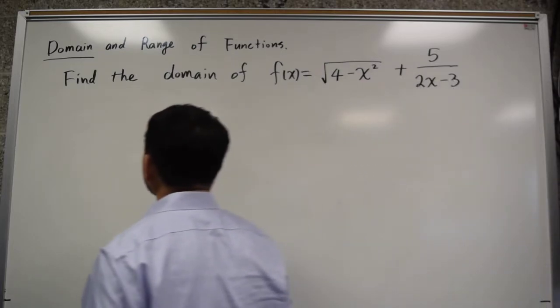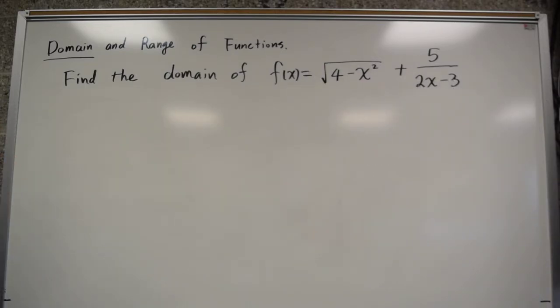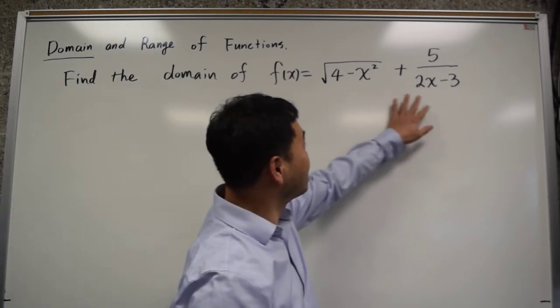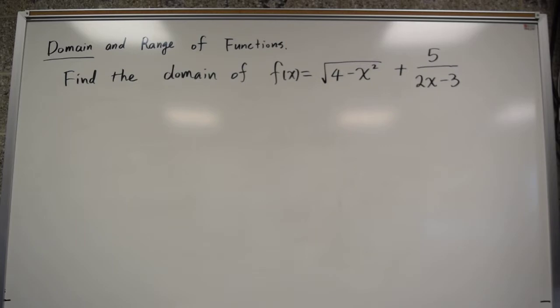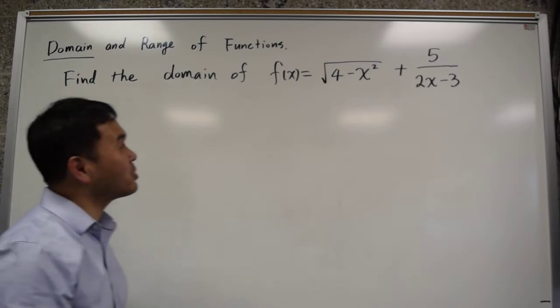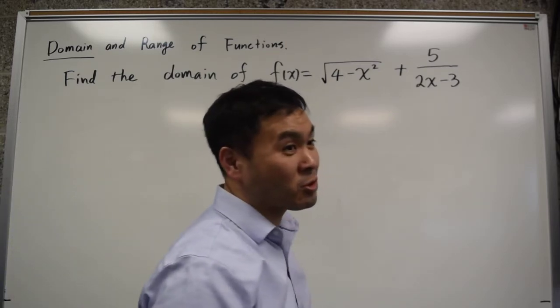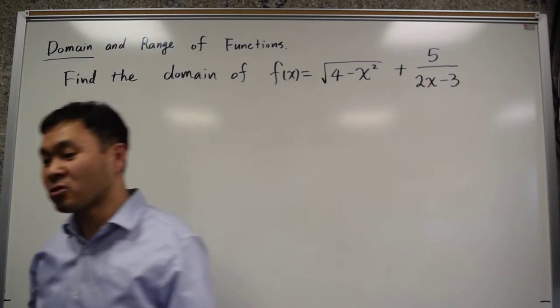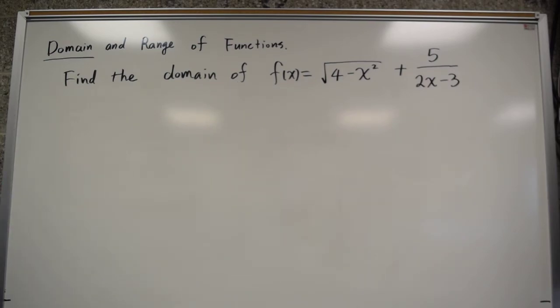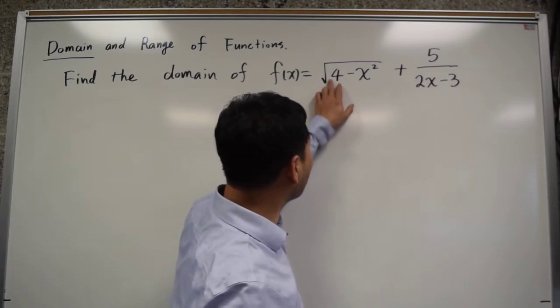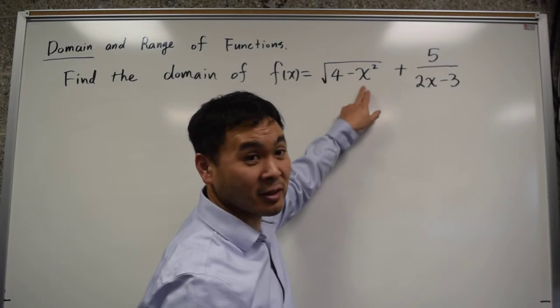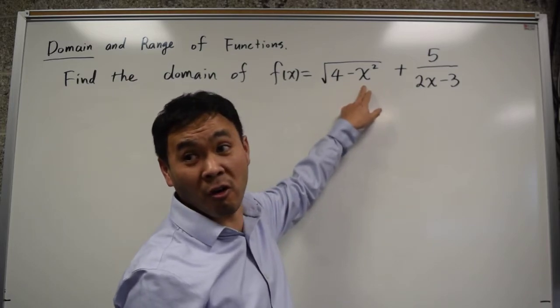Okay. Find the domain of f of x when it's the sum of these two functions. Well, it seems like we have two restrictions. So the first thing you should notice when you solve this question is that there are two restrictions. One restriction is that whatever this is, it has to be what? Positive or 0. Can't be negative.